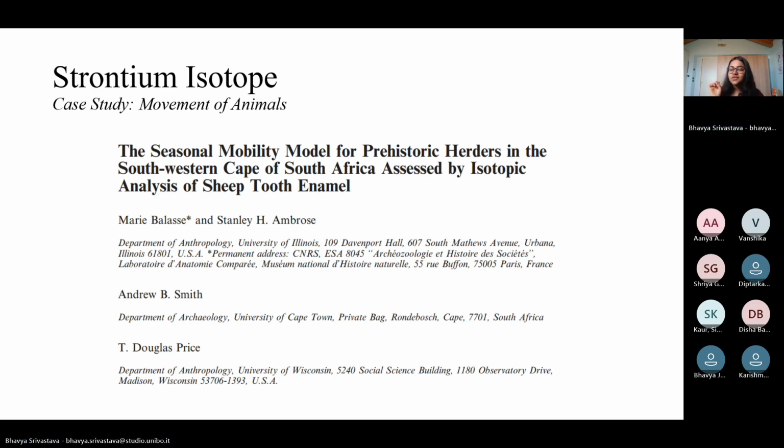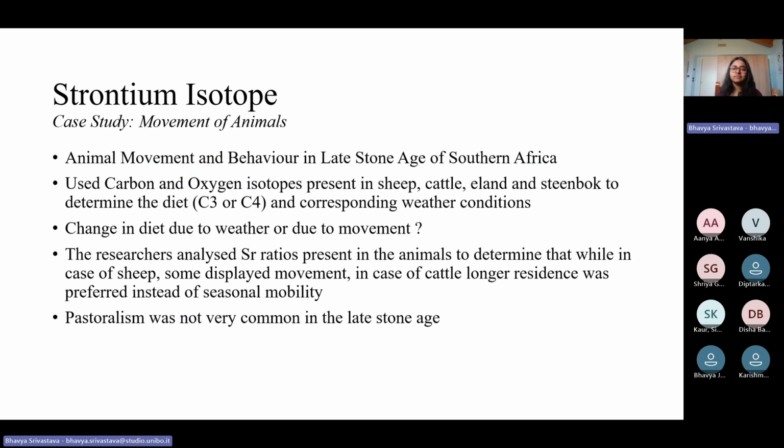Now, strontium is not just analyzed from the human body, it's not just sampled from the human skeleton, it is also present in animals. And when we are talking about animals, pastoralism or any sort of nomadic activity can also be interpreted. What the researchers did in this case, a case study from Southern Africa, is they found bones of sheep, cattle, eland, and steenbok animals, and they first of all used the carbon and oxygen isotopes to determine the diet. So, was it the C3 diet or the C4 diet? The more C3 diet basically points to a more humid climate, and C4 points towards a drier climate.